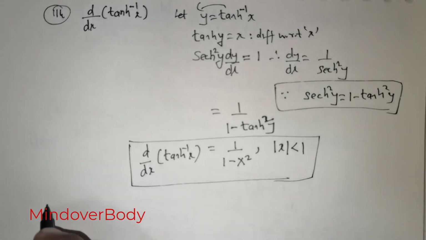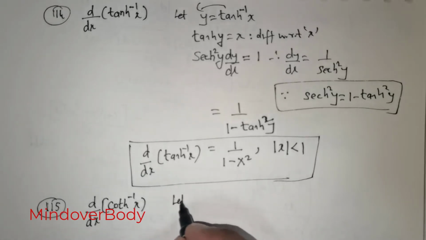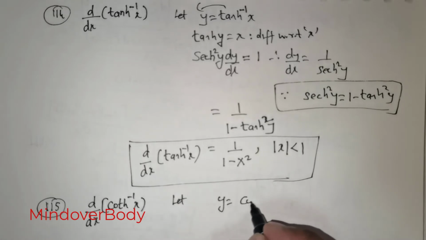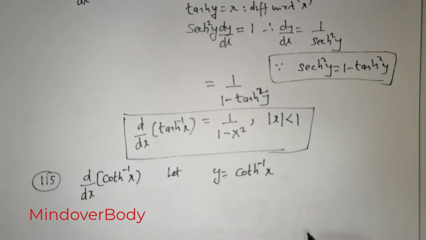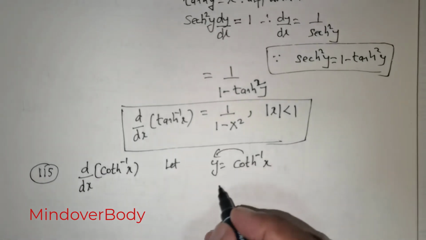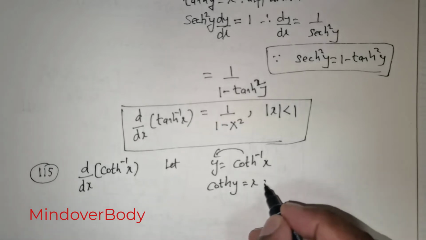Now this is question number 115. In this question we would want to know what is the differentiation of hyperbolic cot inverse of x. To get the solution, what I'm going to do is let y be equal to cot inverse of x, and I would move this to the left, so that would give me cot y is equal to x.